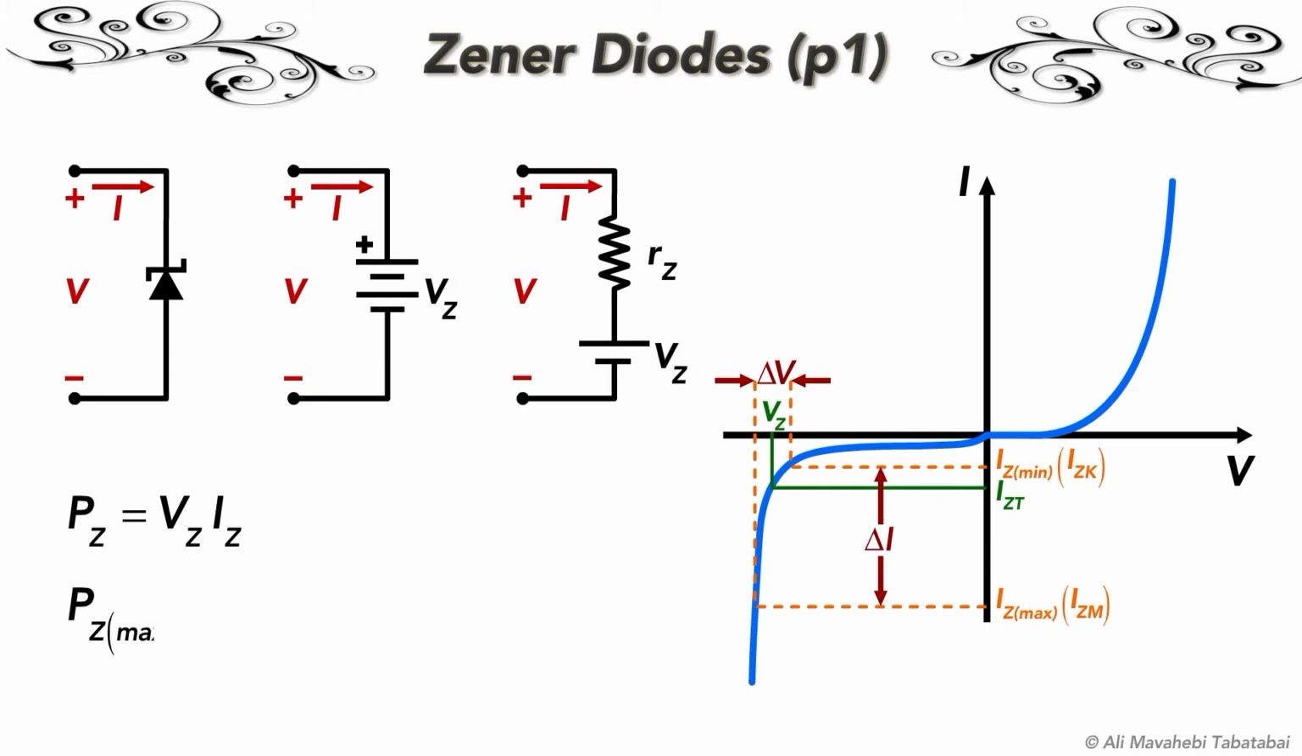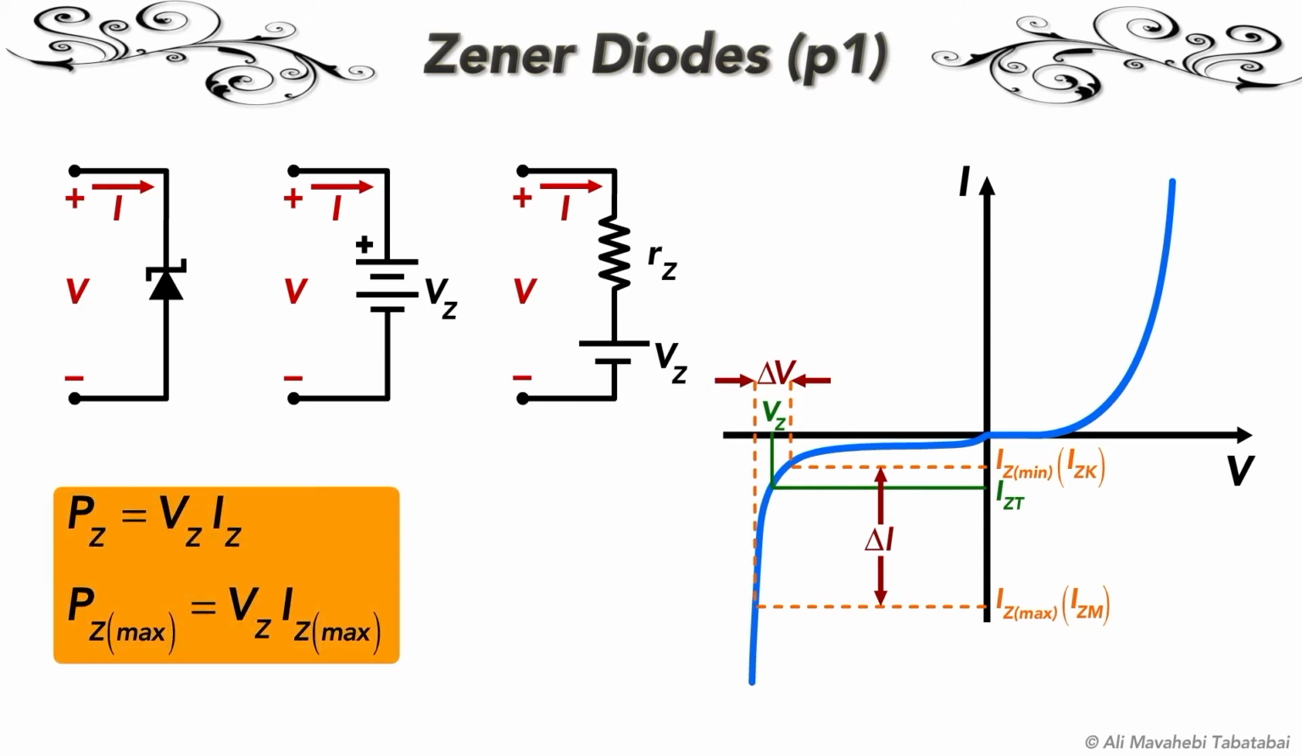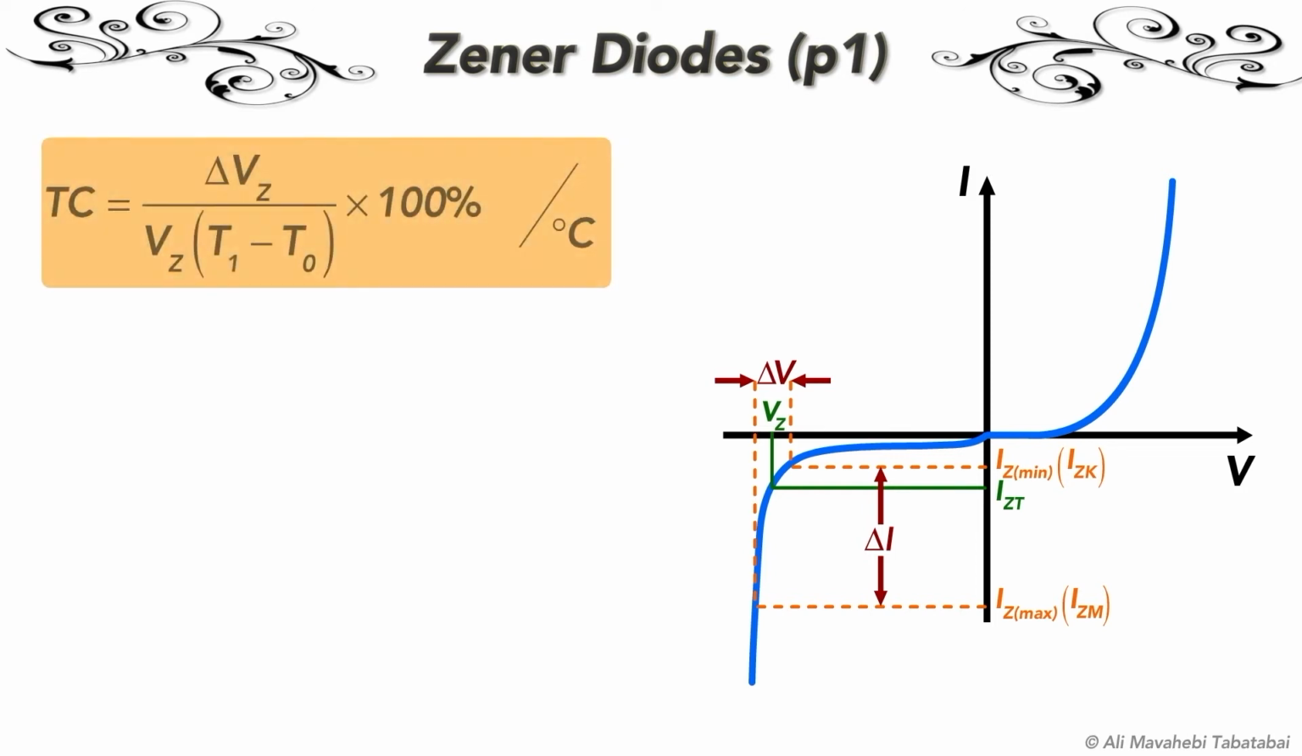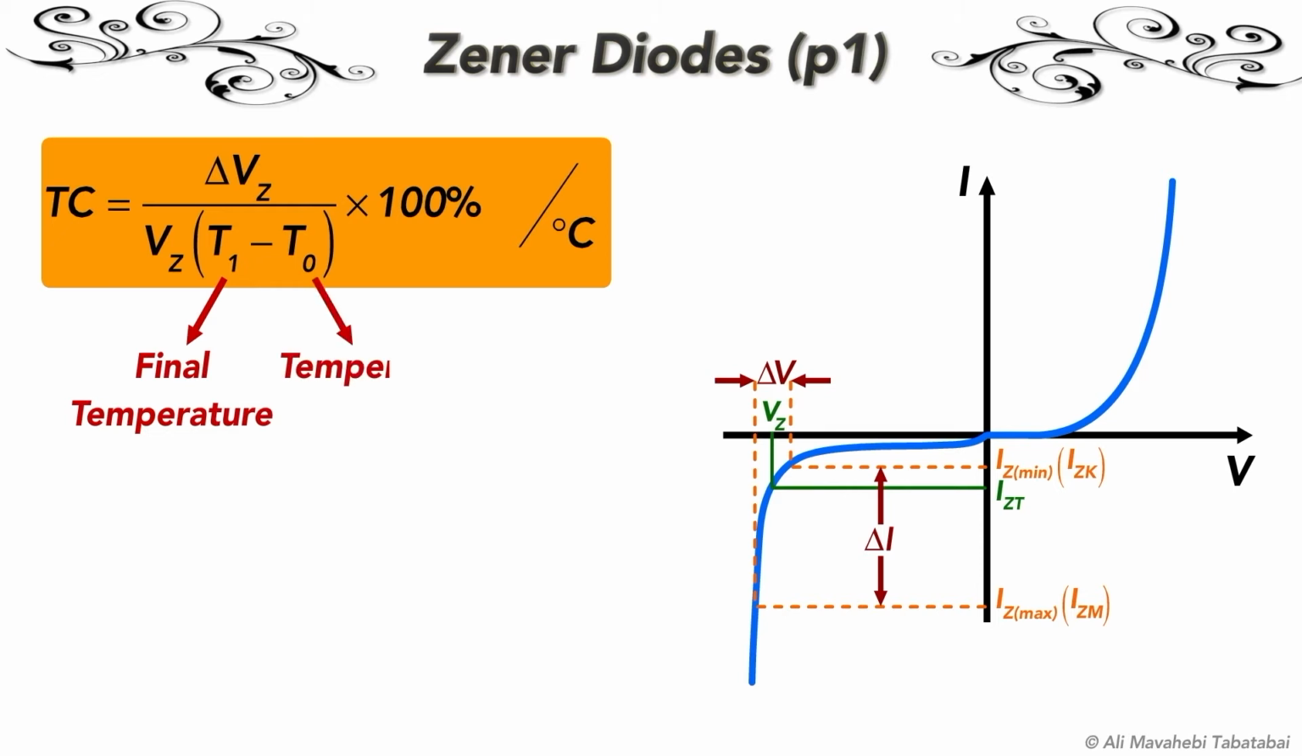The maximum power dissipation is calculated by multiplying the nominal Zener voltage and IZ max, which is the maximum Zener current. Zener voltage changes for every degree centigrade change in temperature. This is called temperature coefficient, which is usually expressed in millivolts per degree centigrade. Temperature coefficient is expressed mathematically by this relation. In this relation, T1 is the final temperature and T0 is the temperature at which Zener voltage or Vz is specified. It is usually 25 degrees centigrade. Delta Vz is the change of the Zener voltage due to temperature variation.